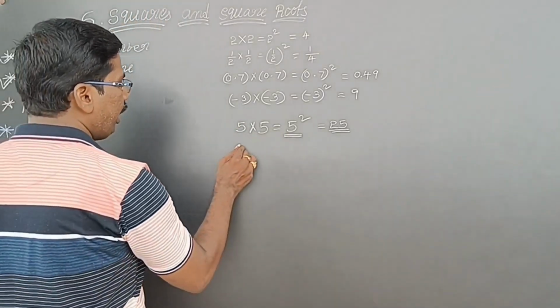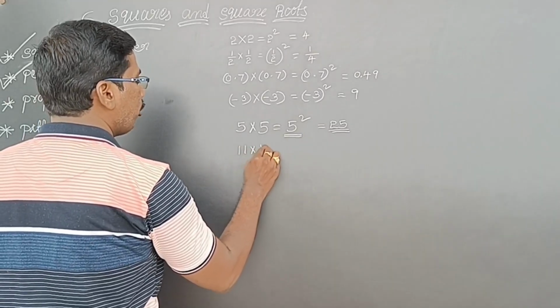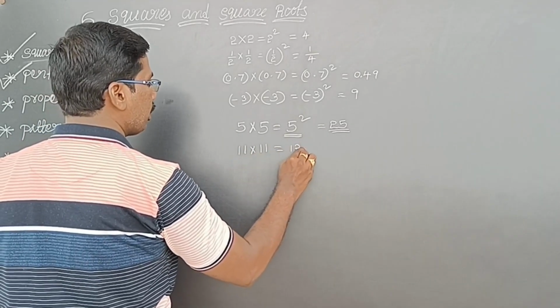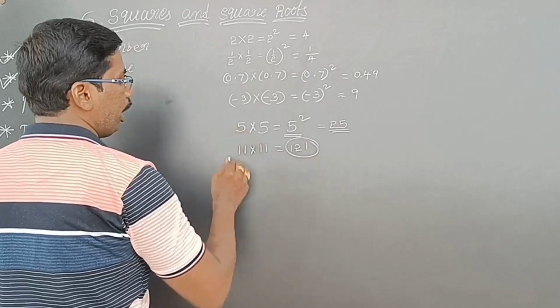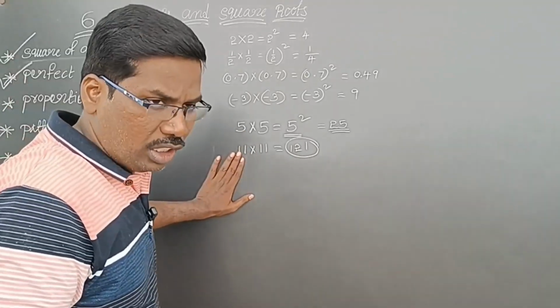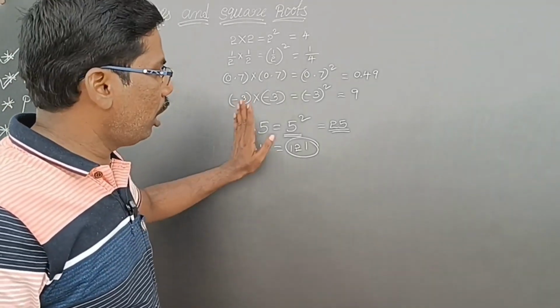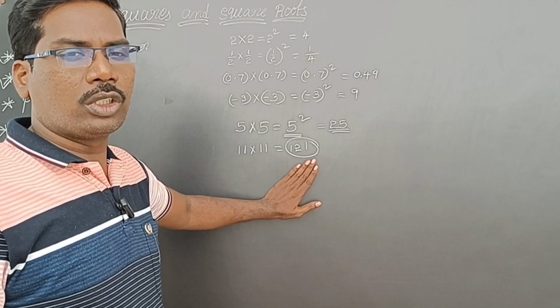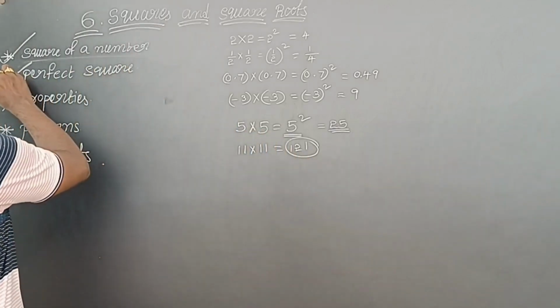Like that, if you take any natural number and multiply it with itself, what you get is called the perfect square of the given natural number. The number you are taking is a natural number, and the answer you are getting is also a natural number. Those are the perfect squares.